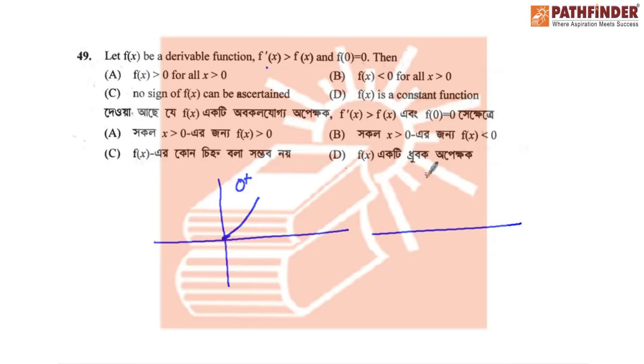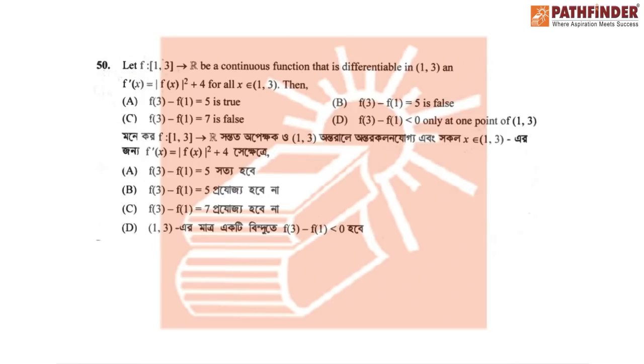Now let's see what if the limit x tends to 0 plus f(x) is negative. If f(x) is slightly negative, then f'(x) is more than 0, meaning it has to be either 0 or positive. The moment it is positive, again it will pull it up to the positive side. That means f(x) is always positive for all x which is positive. Option A is correct. Next is question number 50.